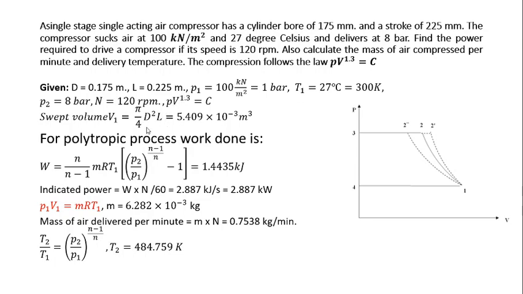which is equal to pi by 4 into d square into stroke length, that is 5.409 into 10 raised to minus 3 meter cube. This is the swept volume, or the volume at the end of suction stroke V1.